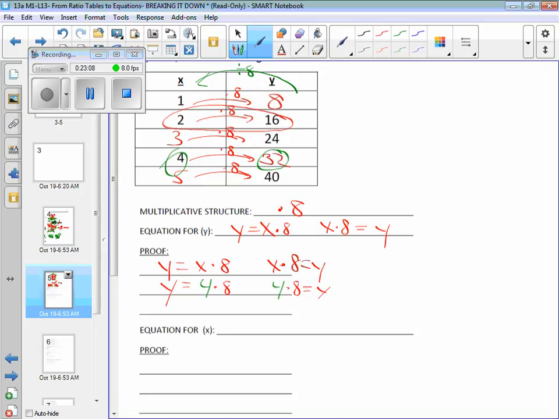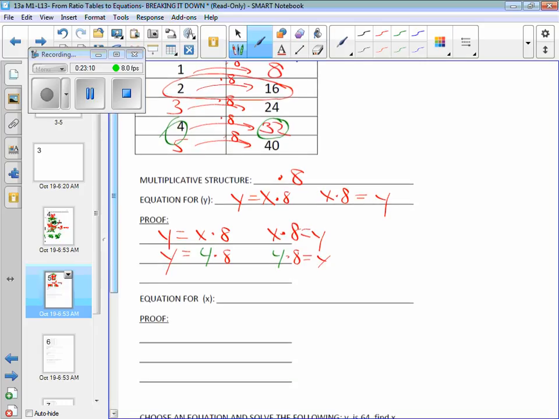Anyway, back to math. Here we go. Who's got the equation for x? I need x equals, or something equaling x. Order matters, though, so make sure. And you know there's going to be a y on this side. Ava.